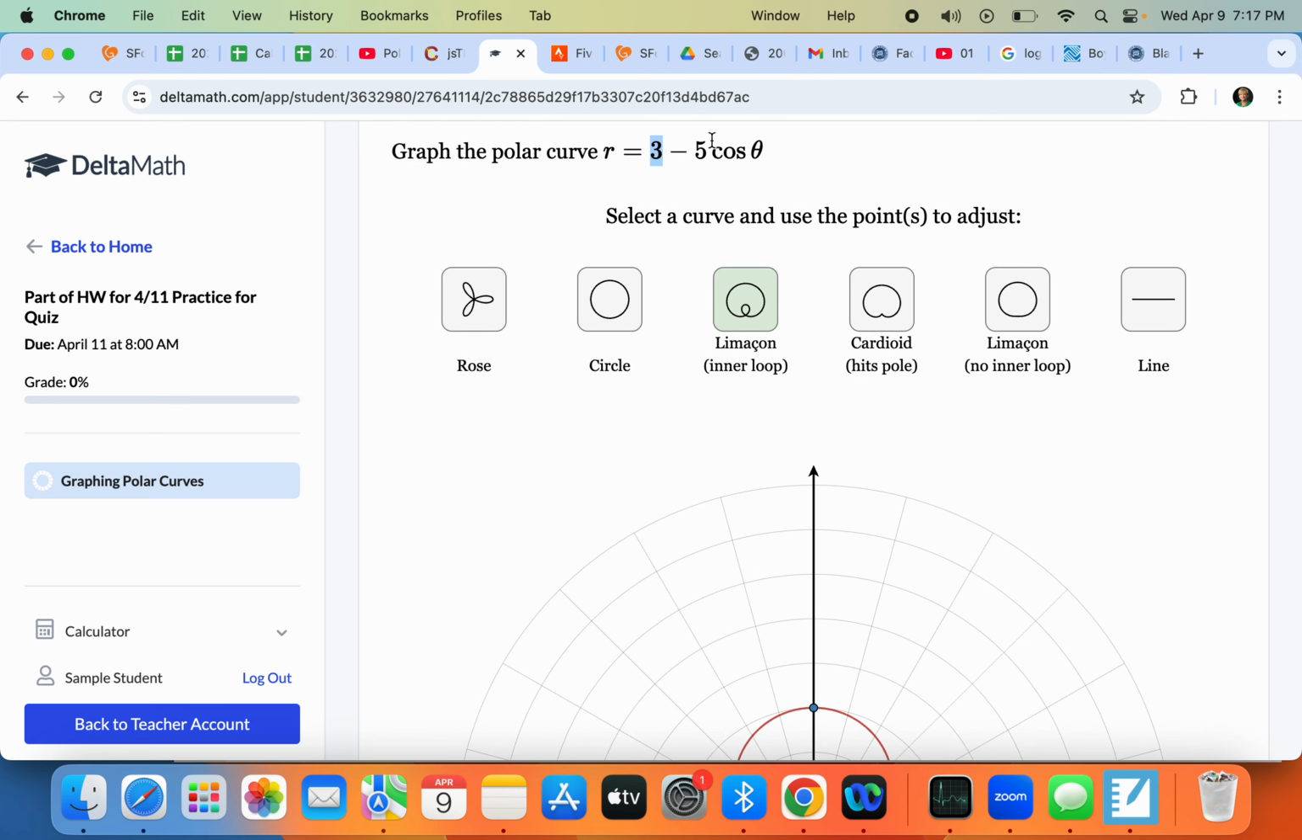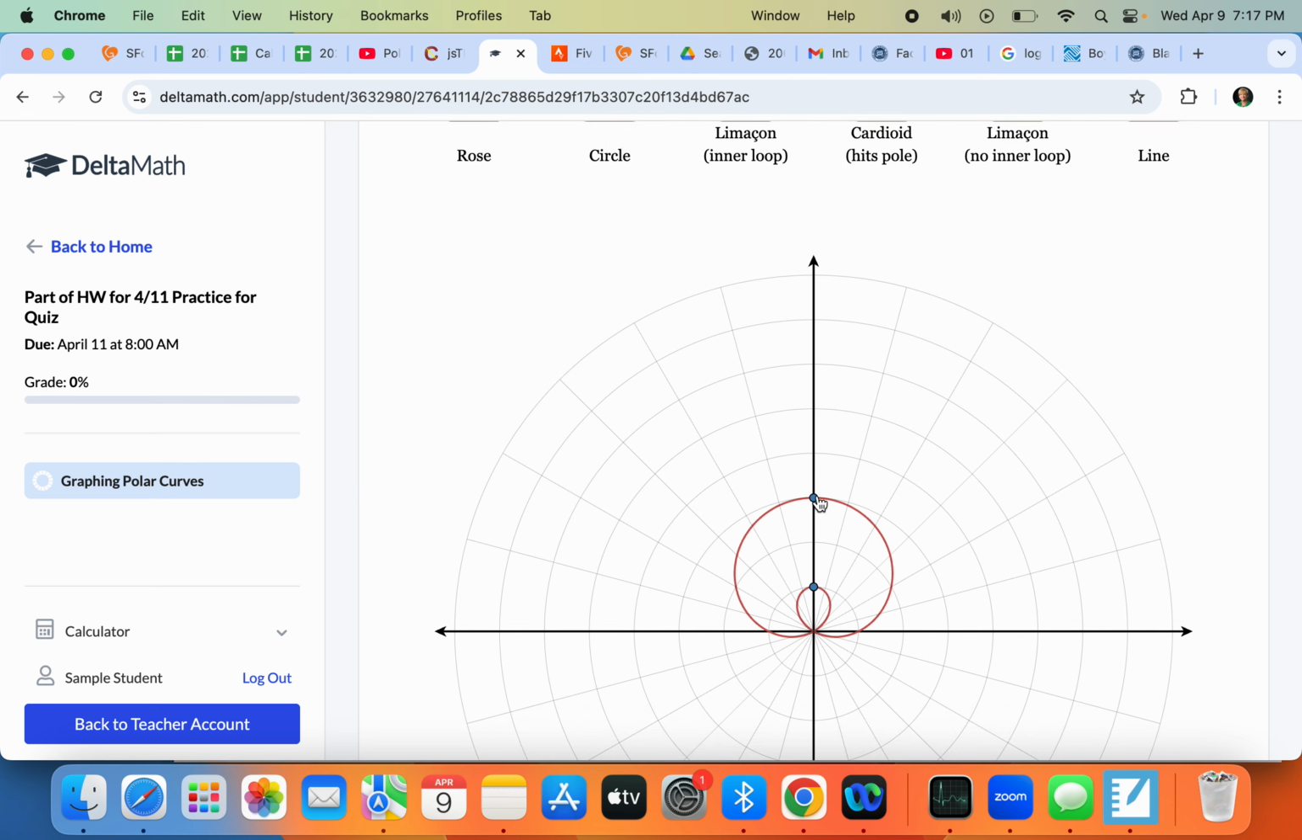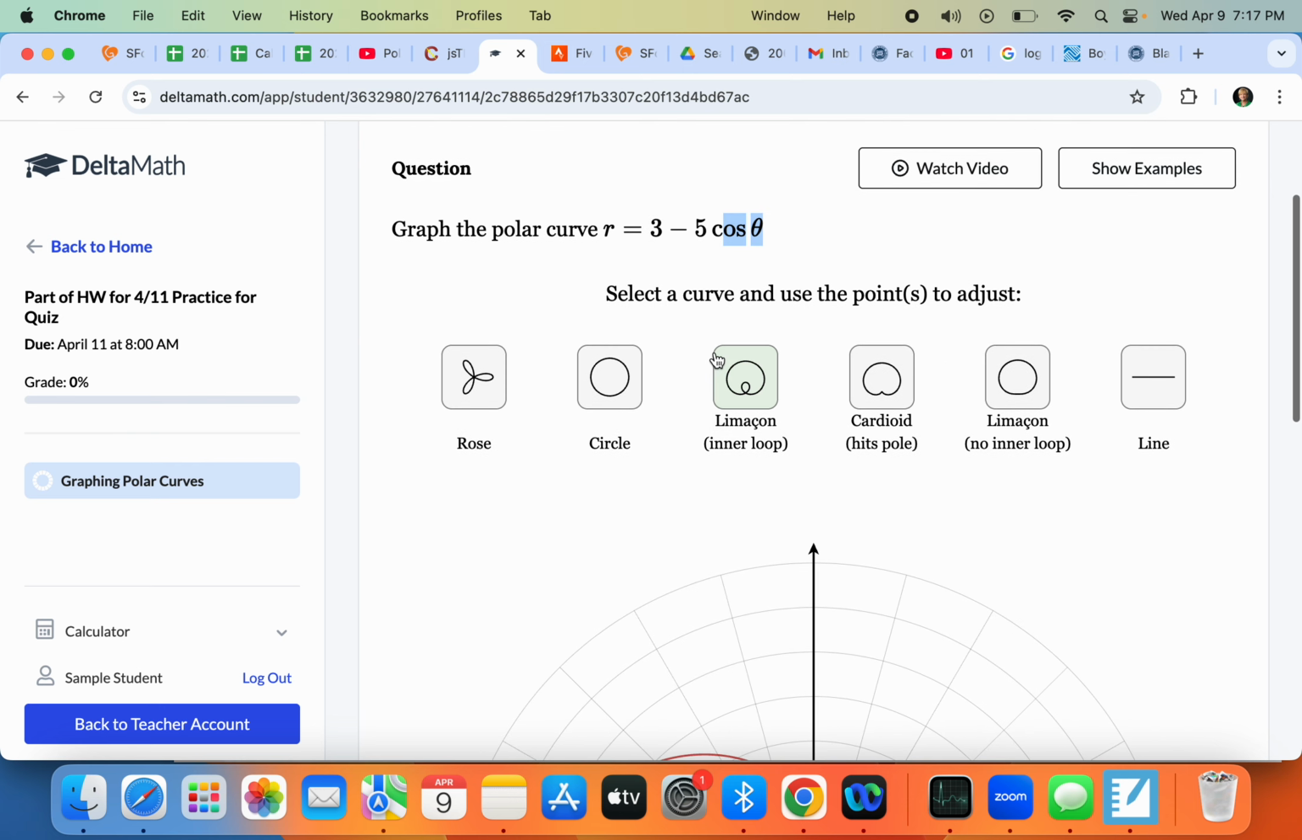And since it has the word cosine, we know cosine is x over r, so it's going to be more on the x-axis, either like this or like this. Since the coefficient of cosine is negative, I expect it to be pointed more to the left, like a negative x, but we can also check it. The way we can check it is we can fill in a point and see.